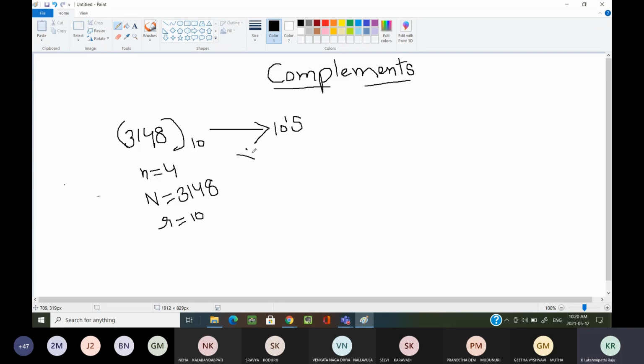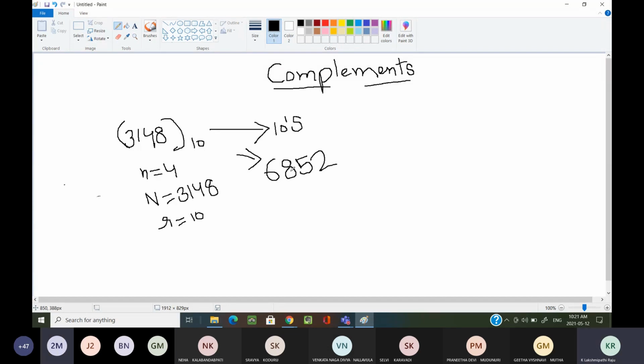The solution is 6852. This is the tens complement of the given number. Hope everyone understood how we are calculating the R's complement.